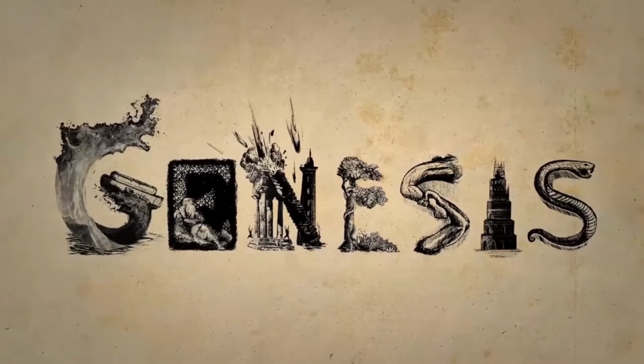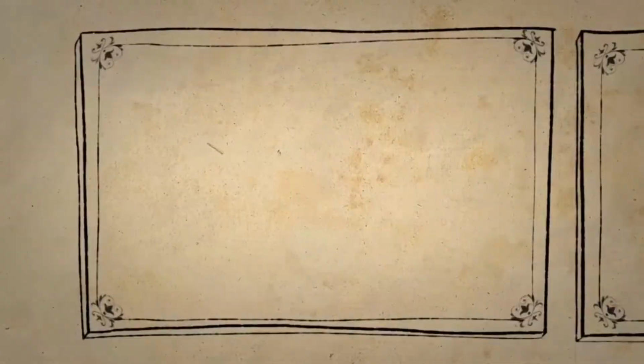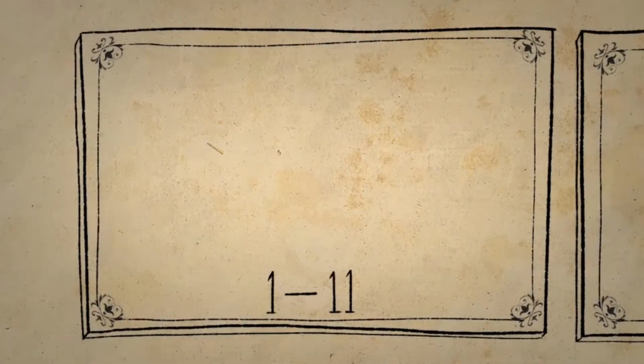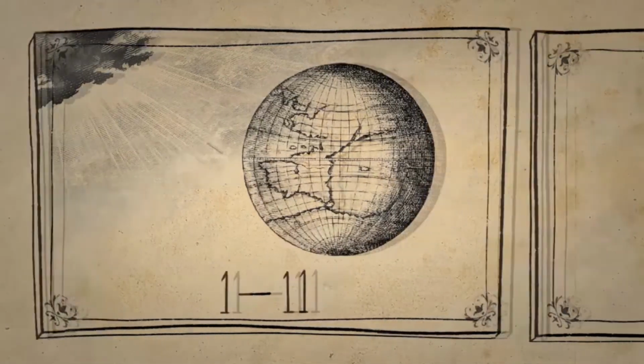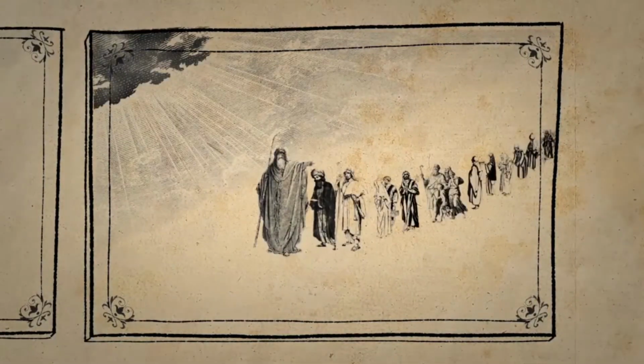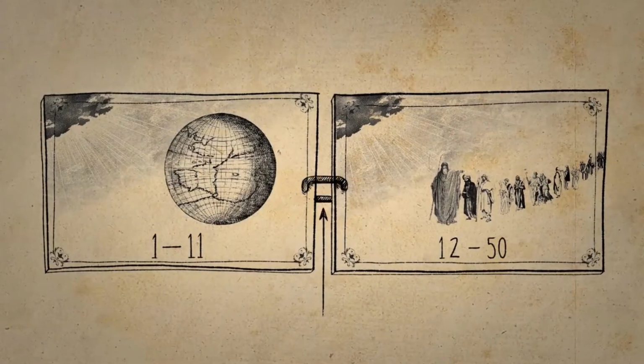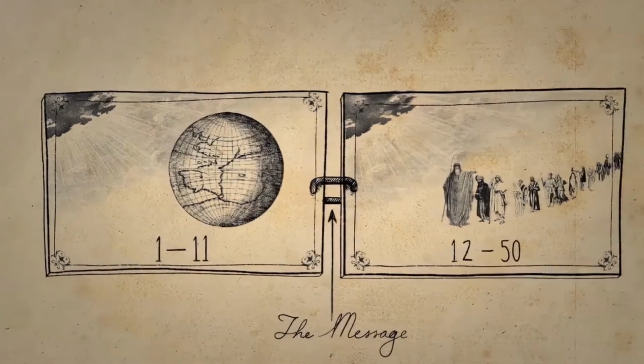The book is designed to fall into two main parts. You have chapters 1 through 11, which is telling the story of God and the whole world. And then you have the second part, which is about God and Abraham's family. That's chapters 12 through 50. And how the two of those parts relate, that's where you find the message of the book. Okay, so let's start back at the beginning.